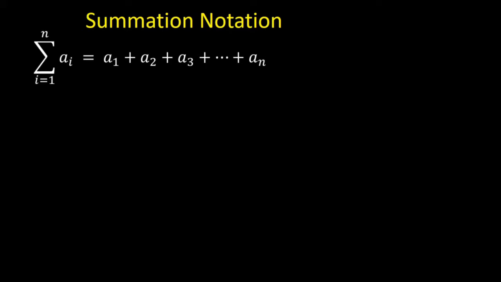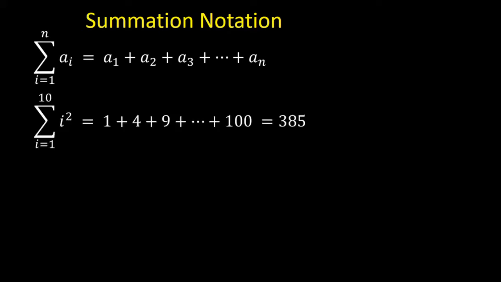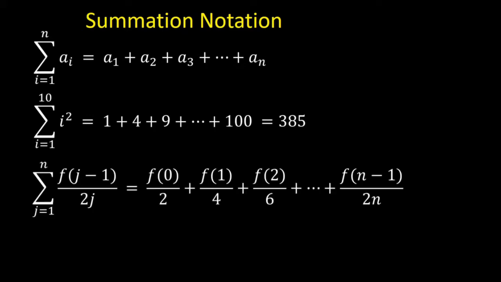We read this as the sum of ai as i goes from 1 to n. This means we take all terms ai with i in the range from 1 to n, that is, every integer in the range from 1 to n, and add up these terms. For example, here is the sum of the squares of the first 10 positive integers. Its value is 385.